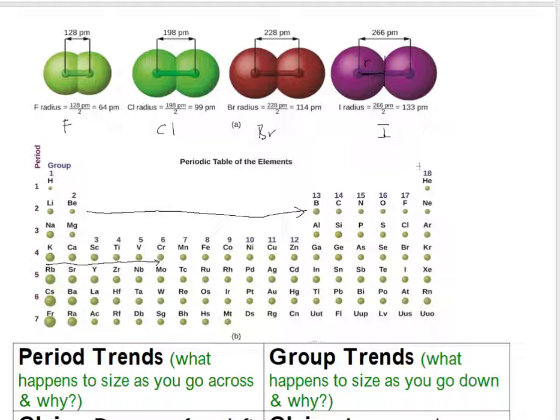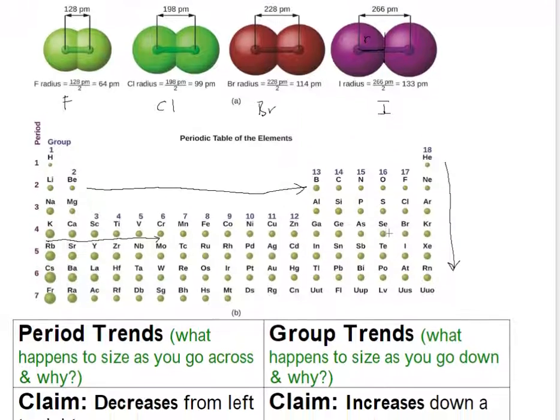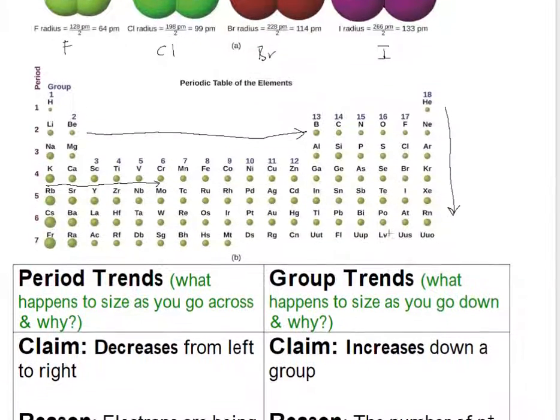What happens to the radius as you go down a group of elements? Pick any group and go down, and what happens to the size of the atom? Okay, if you said that they get bigger, you are correct. The atoms get bigger as you go down. So let's talk about why.